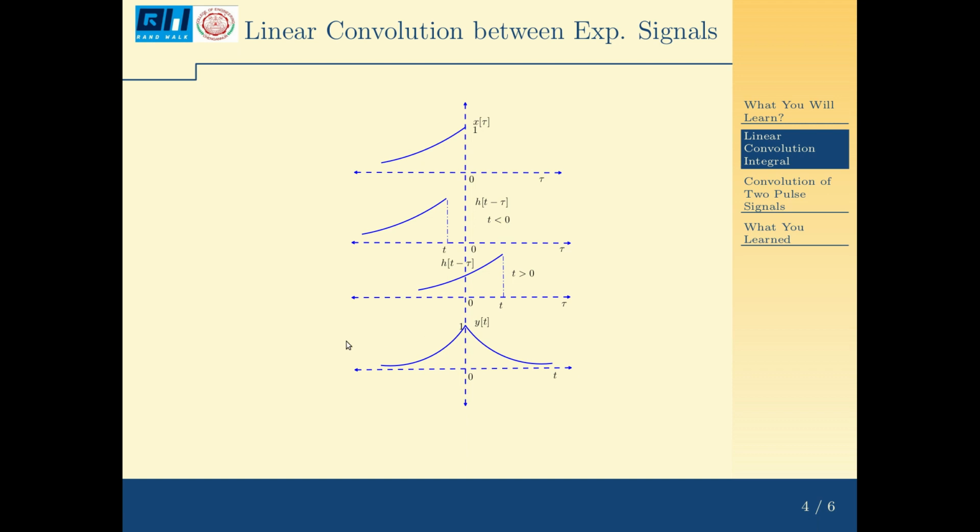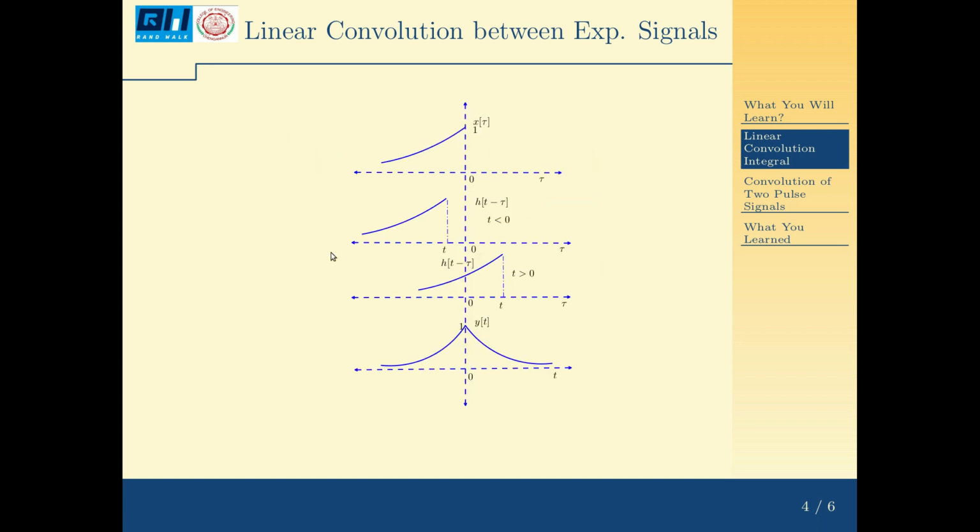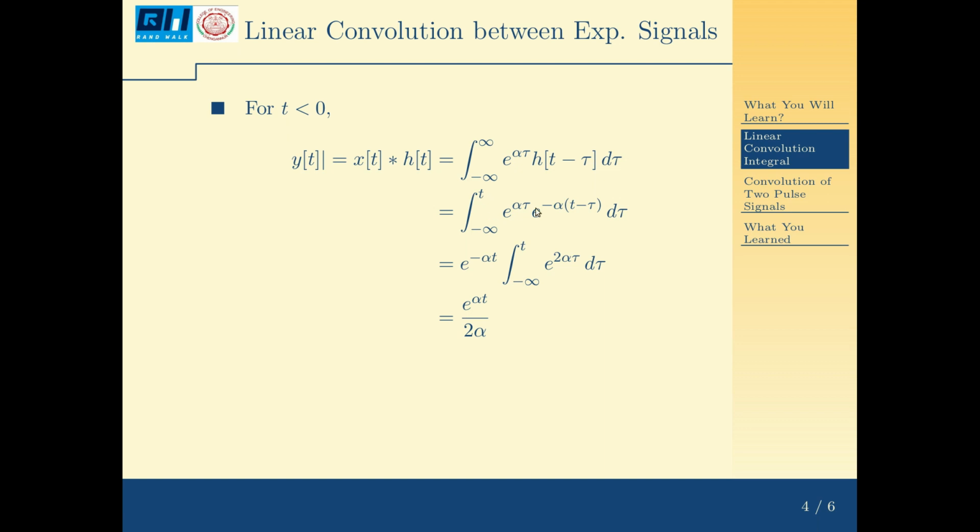Now we have to compute y(t). For t less than 0, y(t) will be x(t) convolution h(t), that is the integral of e raised to alpha tau h(t minus tau) d tau. This integral is from minus infinity to t, for t less than 0. So this is from minus infinity to t, e raised to alpha tau, e raised to minus alpha into (t minus tau) d tau. So e raised to minus alpha t comes out of this integral, because it is not a function of tau.